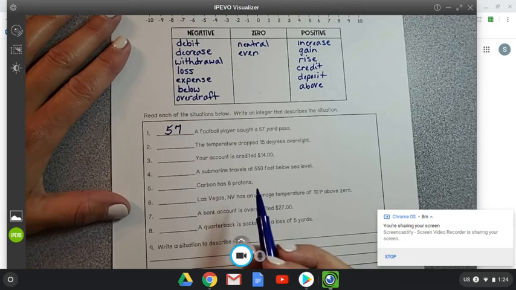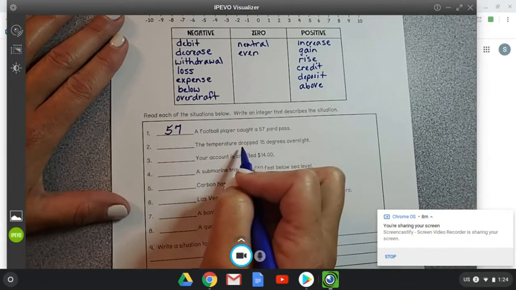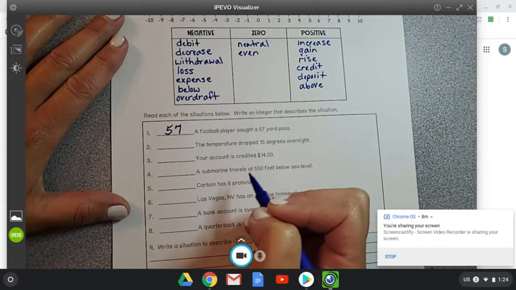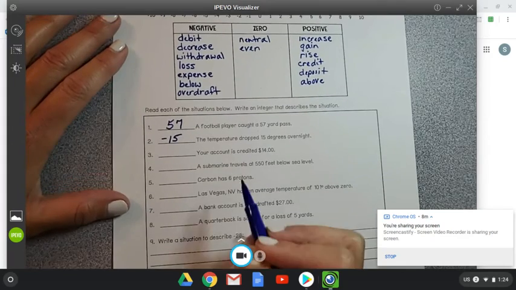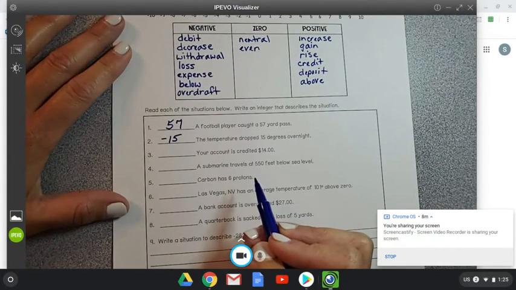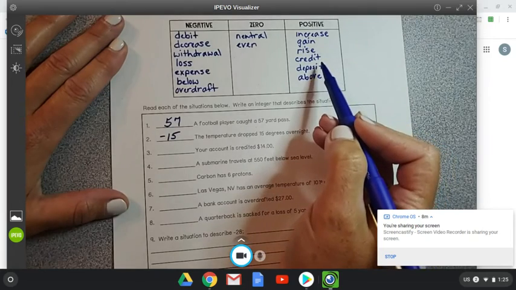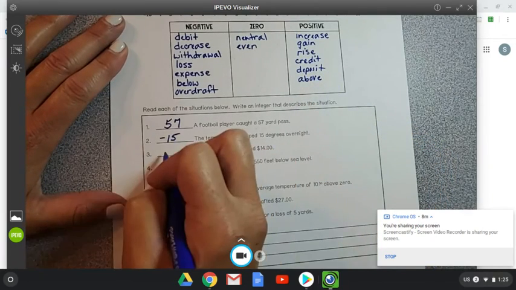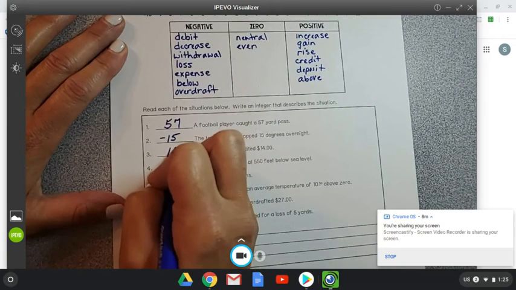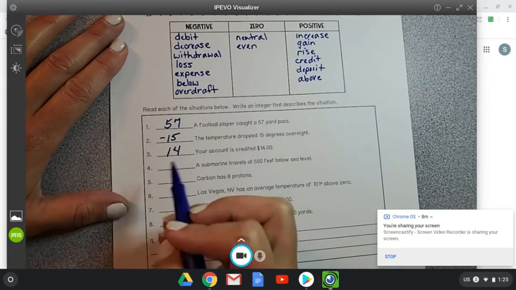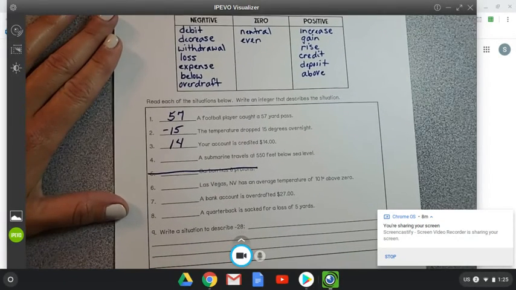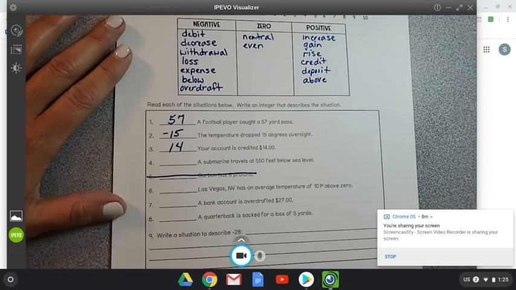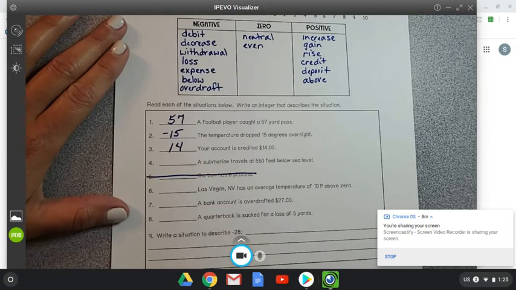For number 2, the temperature dropped 15 degrees overnight. So because the word dropped is here, we know it's going down. So that's going to be negative 15. And then number 3 says your account is credited $14, and credit is in our positive list. So we are going to make that positive 14. Number 5, you do not have to do because we did not discuss protons and we do not need to. Right, so the rest of these I want you to do on your ed puzzle.